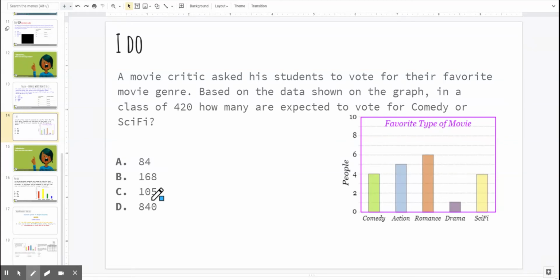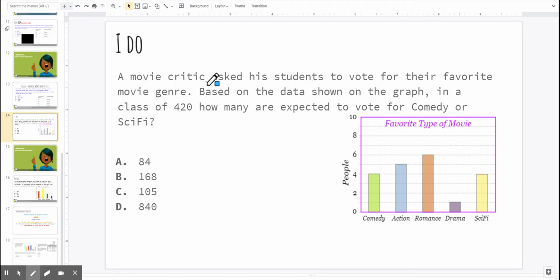All right, my ladies. Now, this is a different type of problem because the very first thing that you should notice is that they give you a graph. We have not looked at graphs when we're comparing proportions or ratios. So let me teach you how you're going to do this type of problem.